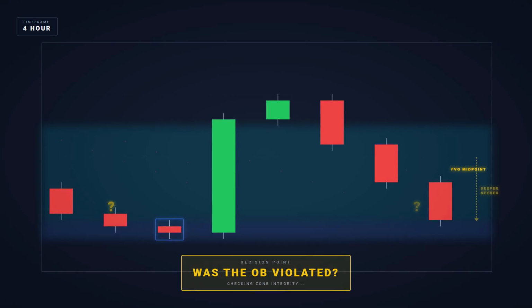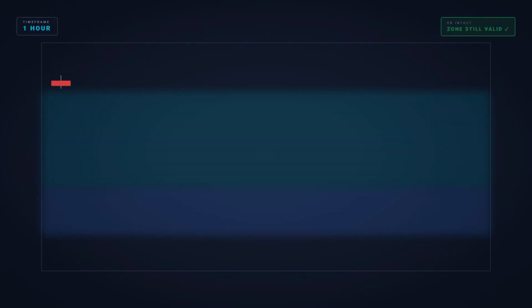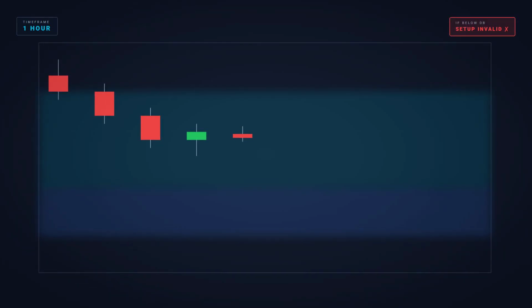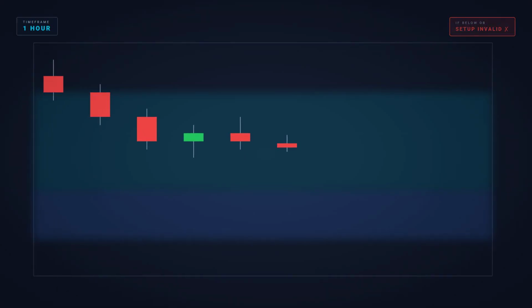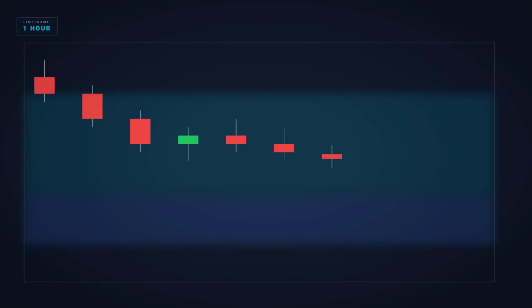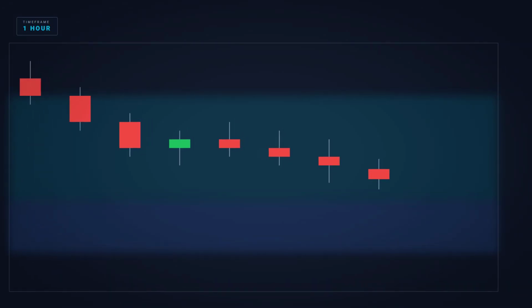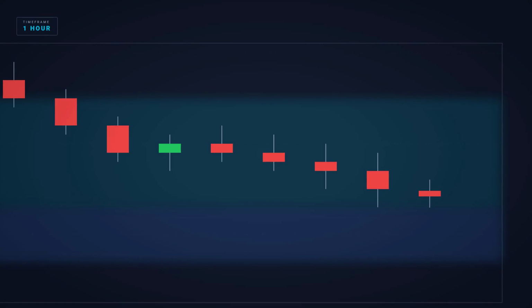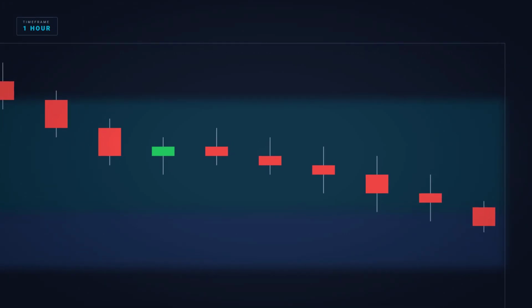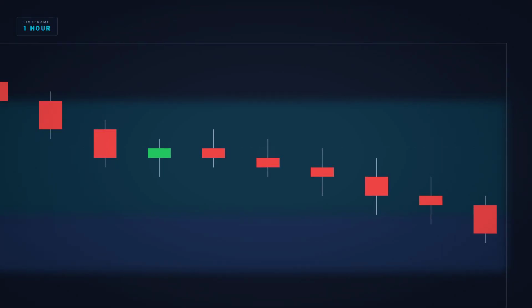If the pullback has moved through the fair value gap, but is still above the order block, the zone may still be valid. The imbalance is being filled, but the origin is intact. If the pullback has moved below both the fair value gap and the order block, the zone has been violated, and the setup is no longer valid. Look at the chart. The pullback has entered the fair value gap, but is still above the last bearish consolidation candle that marked the order block. The zone is being tested, not broken. The structure of the setup is intact.